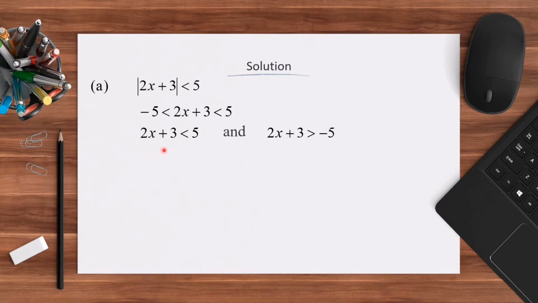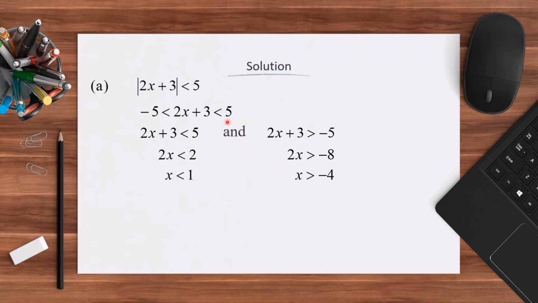For 2x plus 3 less than 5, we simplify and we get 2x less than 2. And finally, we get x less than 1. For 2x plus 3 more than negative 5, we simplify, we get 2x more than negative 8. And finally, we get x more than negative 4.